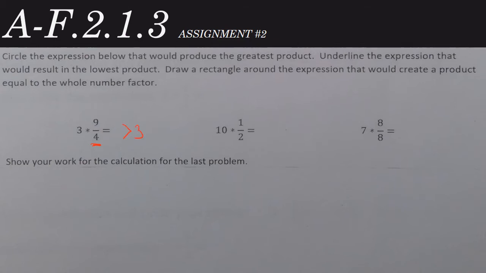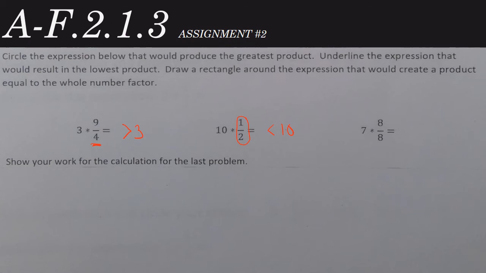And up in the directions, it said to underline the expression with the lowest product, draw a rectangle around the expression that would create a product equal to the whole number, and circle the expression that would produce the greatest product. So I still don't have an answer to that. 10 times 1/2. 1/2 is going to be less than 1, so I'm going to get an answer that's less than 10. I still don't know if that is the greatest or least answer.